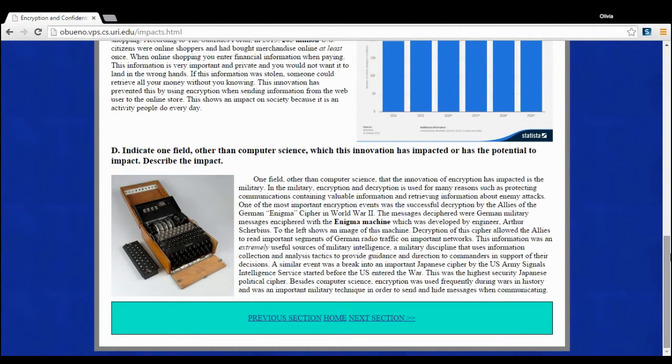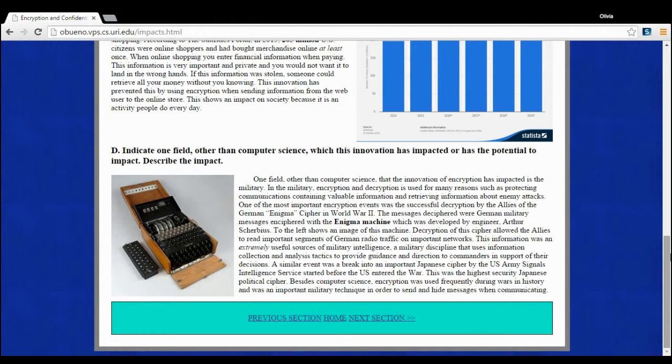Encryption has impacted more than just the field of computer science. Another field is the military. In the military, encryption and decryption is used for many reasons, such as protecting communications, containing vital information, and retrieving information about enemy attacks. One of the most important encryption events was the decryption by the Allies of the German Enigma cipher in World War II.